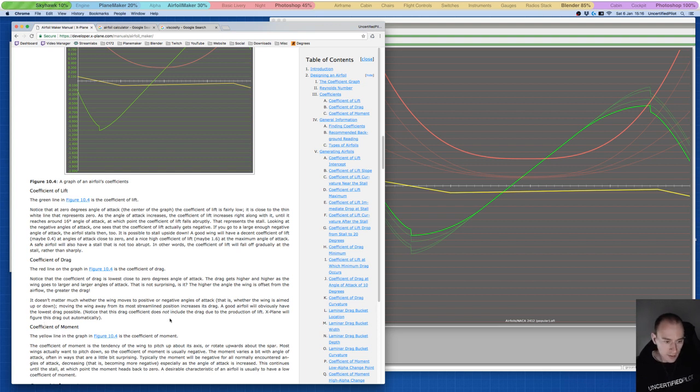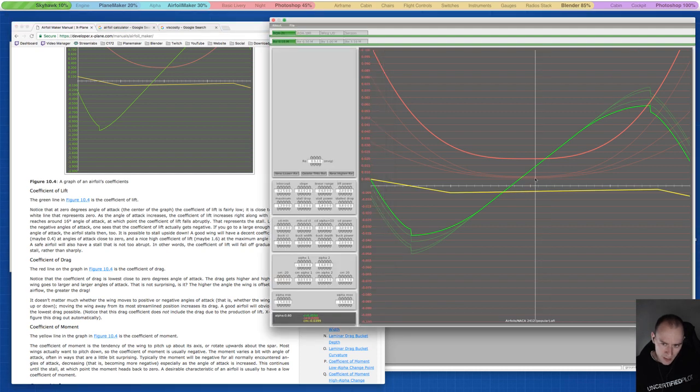Yes. Notice that this drag coefficient does not include the drag due to the production of lift. So how is that? Is that parasitic? Para something lift? So apparently, with proper aerodynamic theory knowledge, understanding, also the generation of lift creates drag.